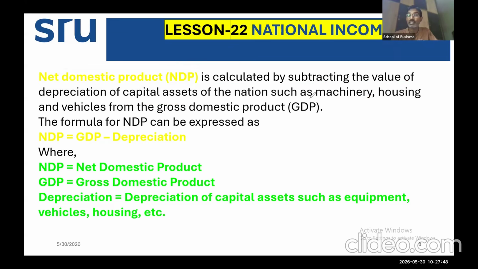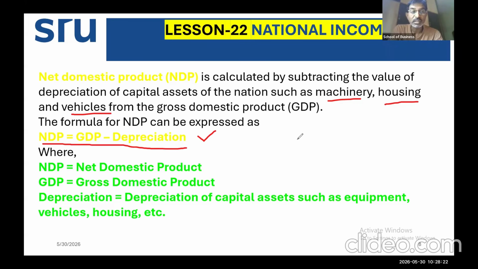And those capital assets can be machinery, housing, vehicles, which are considered as depreciation. NDP means national domestic product, and it is calculated by subtracting the value of depreciation of capital assets of a nation, such as machinery, housing, and vehicles, from the gross domestic product. The formula of NDP can be expressed as: NDP is equal to GDP minus depreciation.